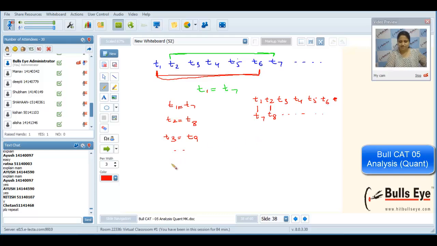Chetan, once again, the question says the sum of any 6 consecutive terms is always the same. So can you say T1 up to T6 will give you the same sum as T2 to T7? If you solve this equation, we will get T1 is equal to T7. So first, 7th, then 13th, all the terms are equal. 2nd, 8th, 14th, they are equal. 6th, 12th, 18th, they are equal. Now this is an easy sum because that was the catch in this question. Any problem now? Is it okay, Ratan?